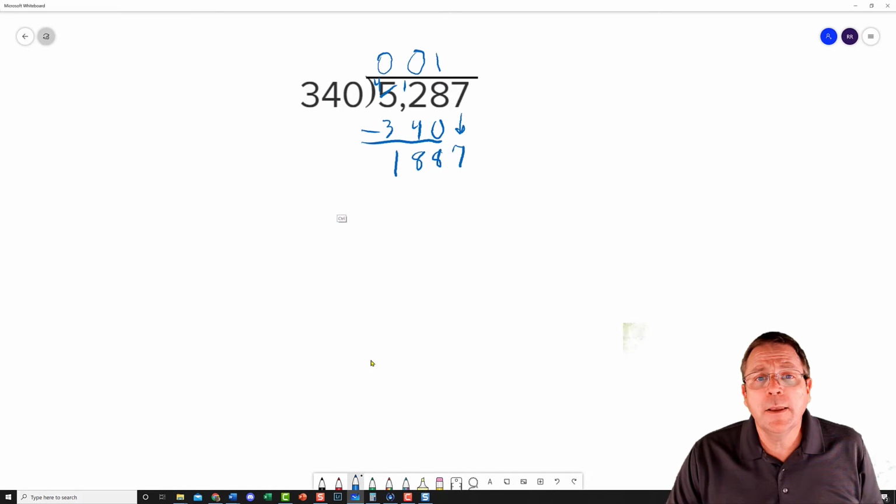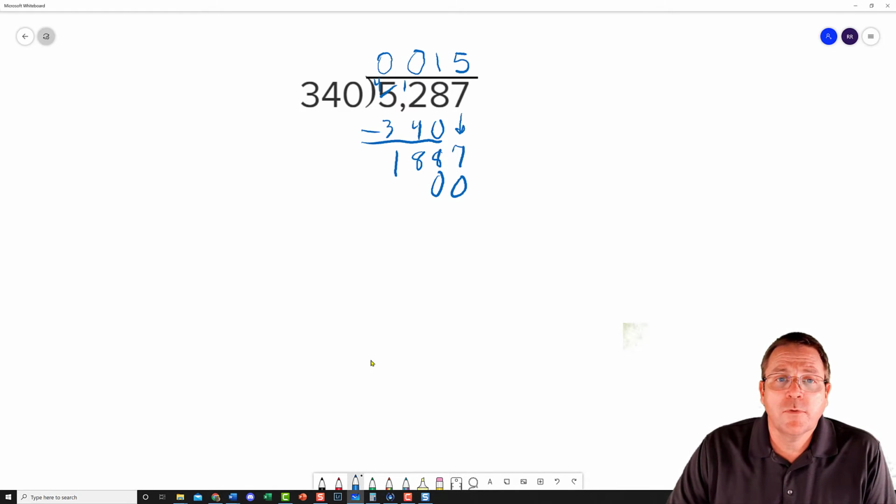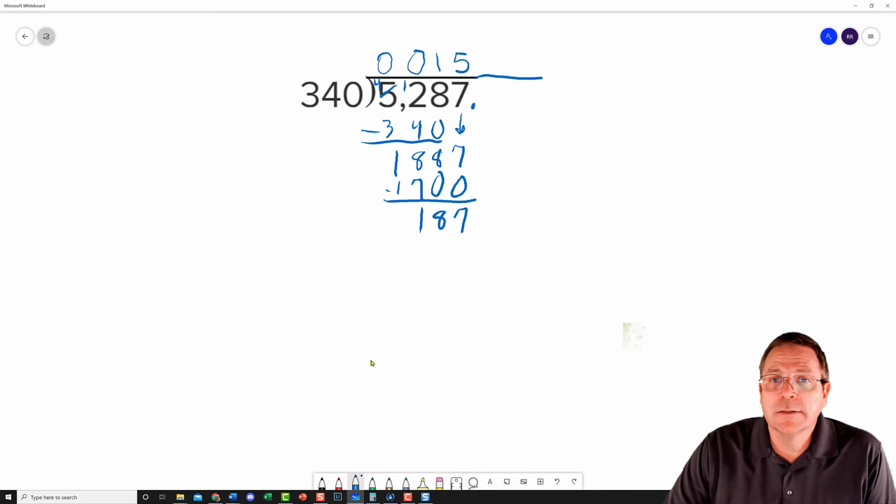But I'm thinking that 6 is not going to be the answer, because 6 times 3 would be the 18, and 6 times 4, or 40, that's going to push it over this. So instead of 6, I'm going to do 5. 5 times 0 is 0, 5 times 4 is 20, 5 times 3 is 15, plus the 2 from the 20 is 17. I think I made a good decision. Do our subtraction here. 7, 8, 187 left over. Now we're going to annex in this decimal.